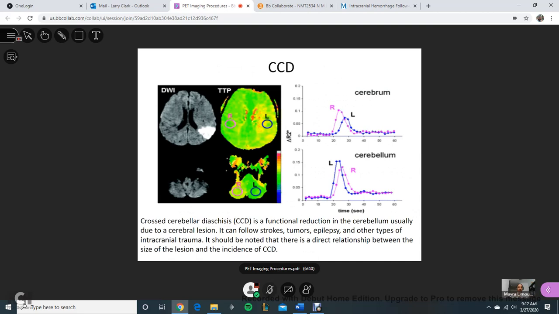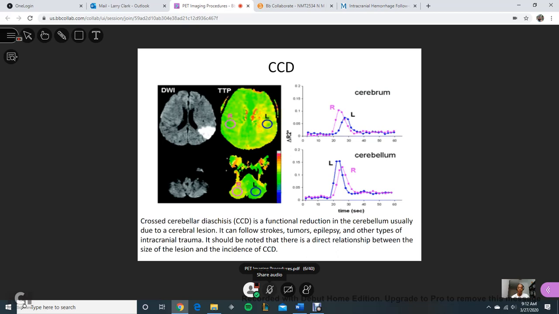Now here we have a crossed cerebellar diaschisis. This is the functional reduction in the cerebellum, usually due to cerebral lesions. It can follow a stroke, tumor, epilepsy, or any other type of intracranial tumor. It should be noted that there is a direct relationship between the size of the lesion and the incidence of the crossed cerebellar diaschisis. So remember, diaschisis is a phenomenon which causes a decreased focal area, reducing metabolism because of the neoplasm.